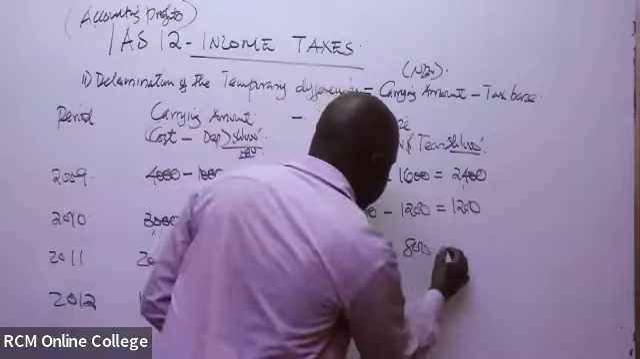Then in this case, the 400 was worn out completely in the final year. So these are basically the wear and tears. We've already been able to determine what the NBVs are, and also what the tax base is.